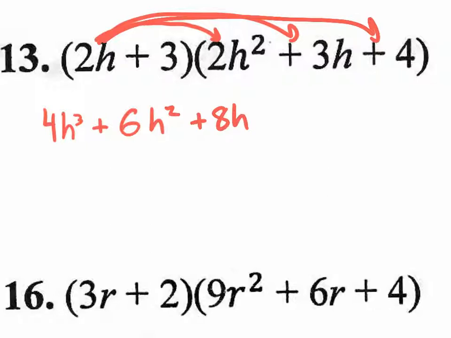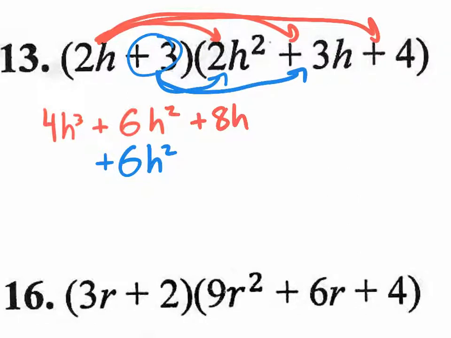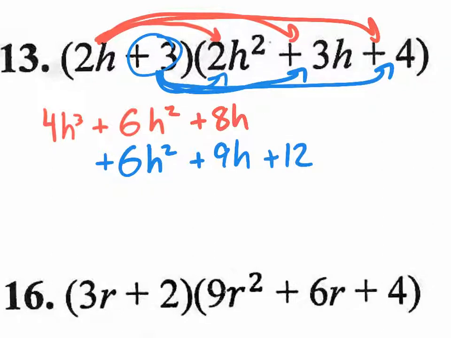Okie doke. Now let's move on to the 3. Distributing positive 3. 3 times 2h squared. 6h squared. Where am I going to write it? Below the 6h squared. So put positive 6h squared right below it. And how about 3 times 3h? Multiplying. 9h. And where are we going to put the 9h? Right below the 8h. And 3 times 4, 12. And there's no other nice number without a variable, so that's the constant at the very end.